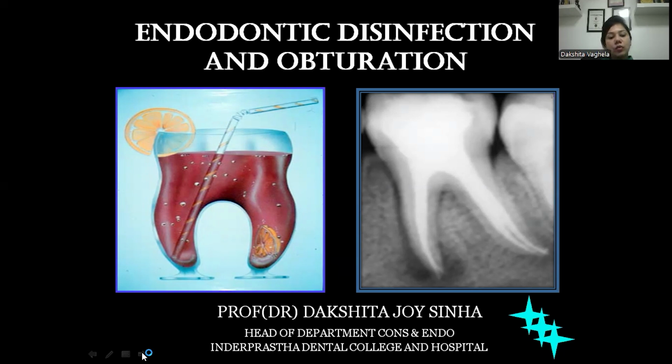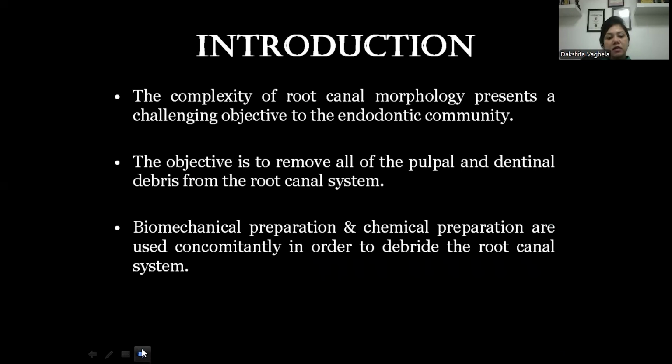So as you all know, endodontic disinfection and obturation is critical because of the complexity of the root canal system, as there is a lot of presence of spins and anastomoses, and therefore the cleaning of the root canal becomes extremely difficult. So our objective is to remove all the pulpal and dentinal debris from the root canal system. And for this, biomechanical preparation, along with chemo-mechanical debridement, is extremely important.